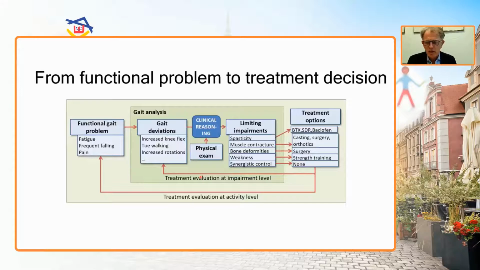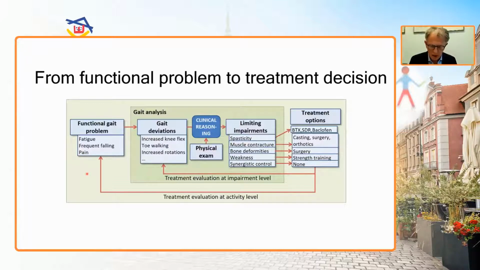Detailing this nested scheme a little bit, you see here that the clinical reasoning, which is central, which is informed by all the results from the gait analysis, but also by the physical exam, might give rise to identifying specific impairments and each of those will lead to a certain treatment. And please note that no treatment at impairment level should also be an option here. And again, there are the 2 levels of feedback.